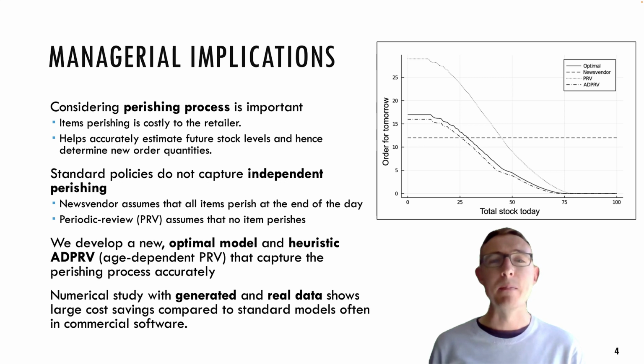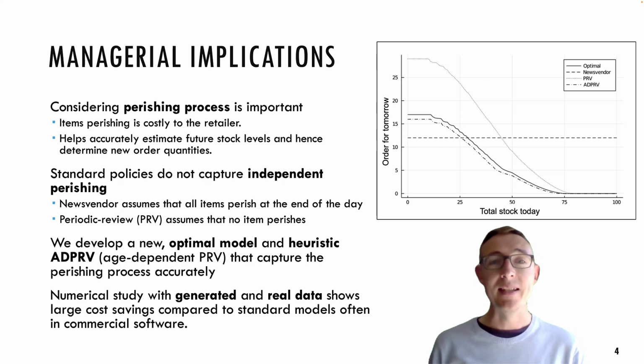Our model considers the much more realistic independent perishing described by Anna on the previous slide. We can calculate the optimal policy for small problem sizes, whilst for larger problem sizes, we develop a heuristic called the age-dependent PRV, an adjustment to PRV that captures the independent perishing process.